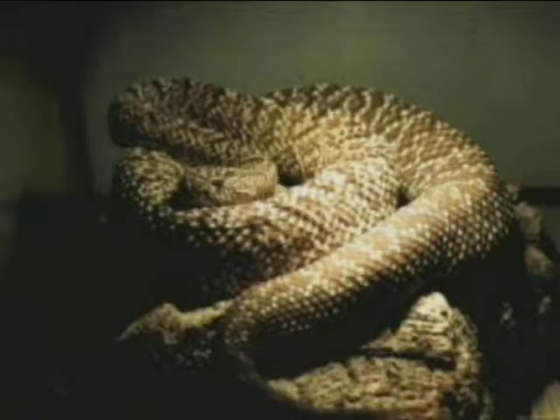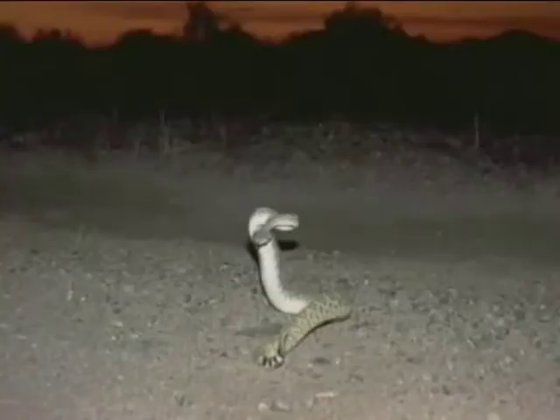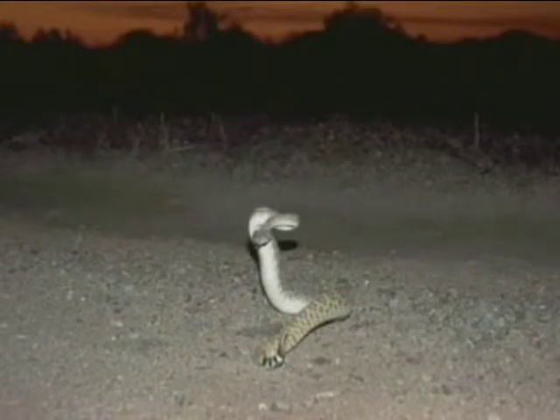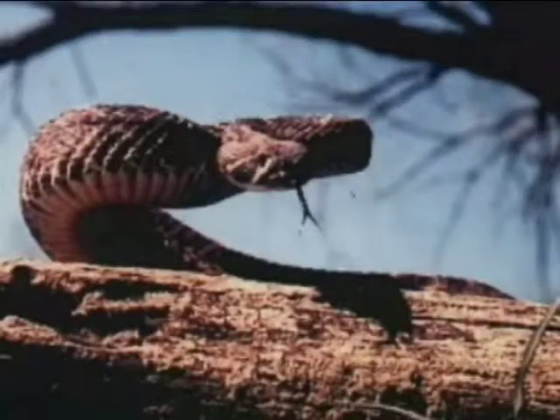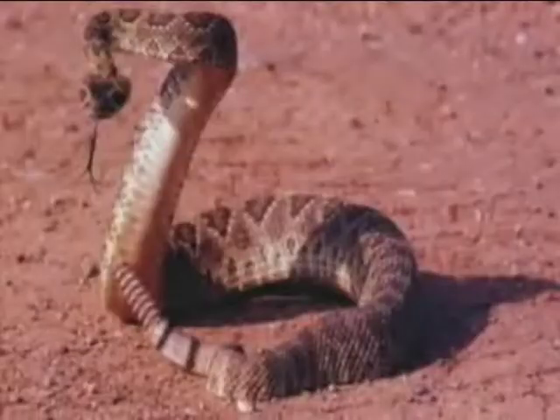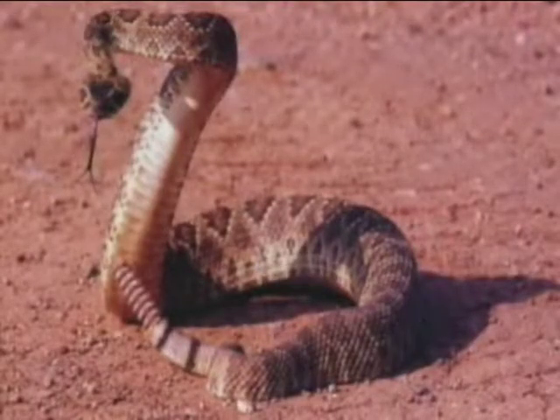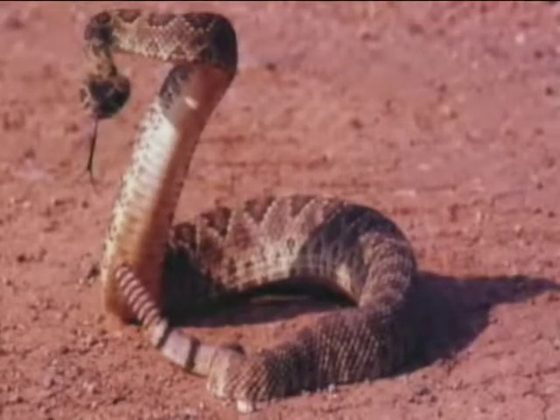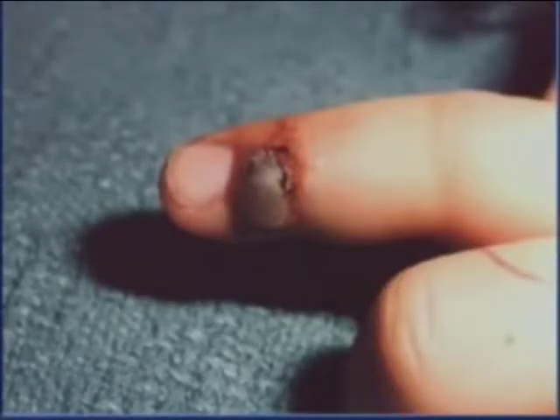Since they are cold-blooded animals, their body temperature is regulated by their environment. At night, as the air cools, they expose themselves to the warm ground to raise their body temperature. You should use extreme caution when looking under or picking up rocks or logs. If you are bitten by a rattlesnake, try to remain as calm as possible. Deaths resulting from a rattlesnake bite are rare.